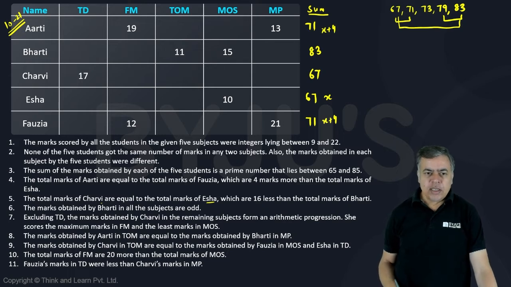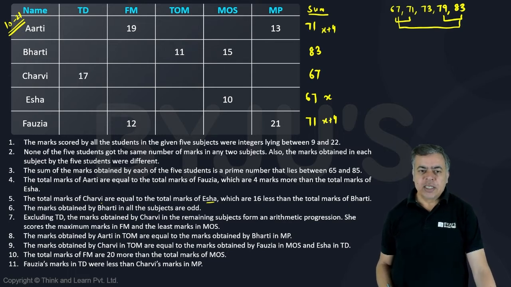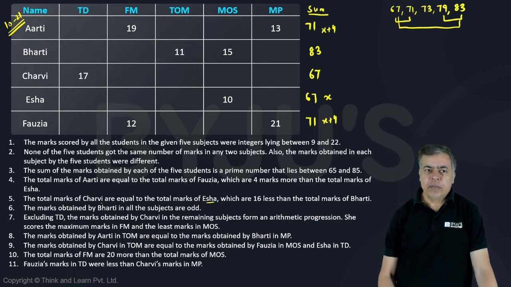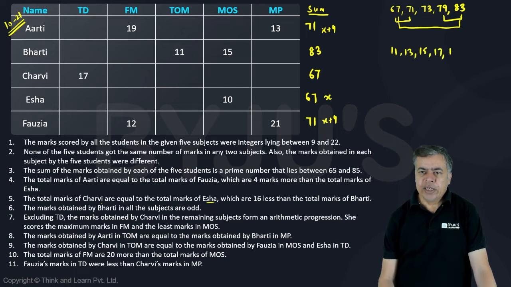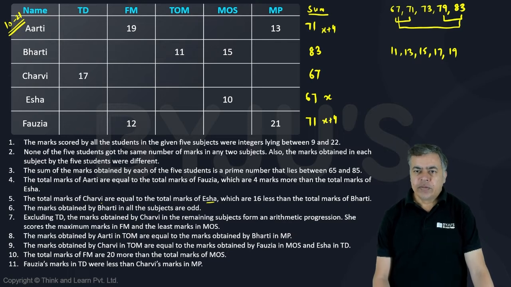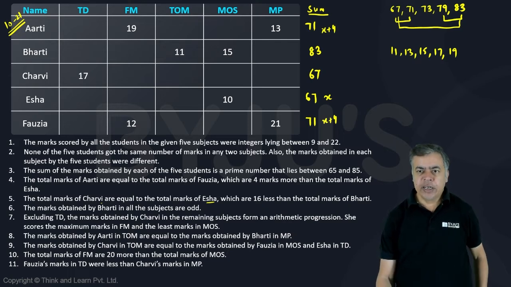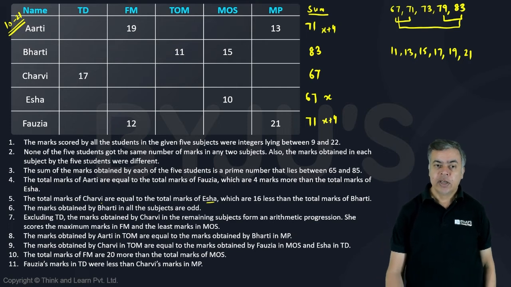Now, the marks obtained by Bharti in all the subjects are odd. Bharti, all the subjects are odd, right? Between 10 and 21, what are the odd marks? Just see, if I am talking about the possible marks, it is 11, 13, 15, 17, 19, 21 also, right? These are the possibilities. 6 possibilities, I want 5 marks.